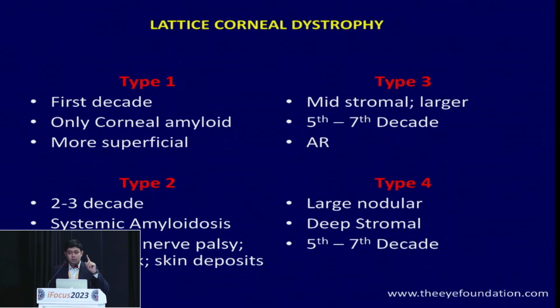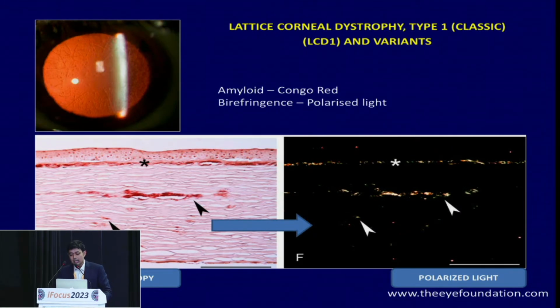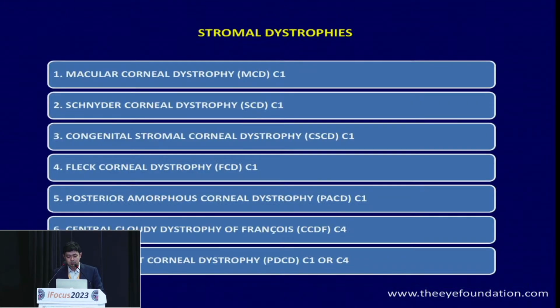So again, most of the dystrophies do not have any systemic or environmental factors, but in type 2 lattice corneal dystrophy, you can have systemic amyloidosis as well. Lattice corneal dystrophy has amyloid deposits which stain red on Congo red staining, and it also shows birefringence on polarizing microscopes.